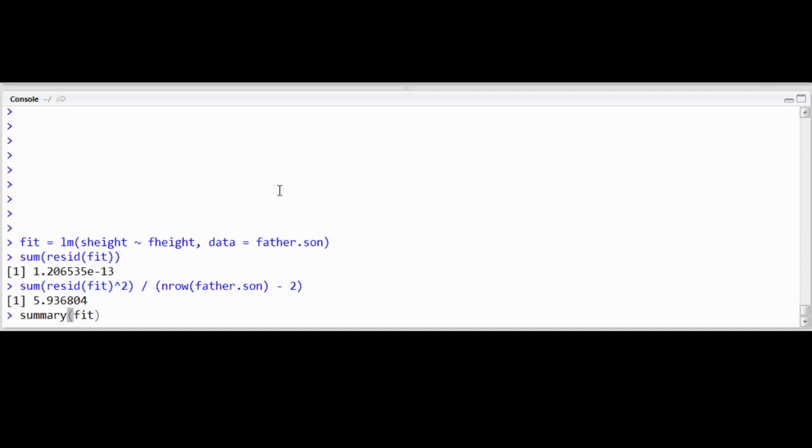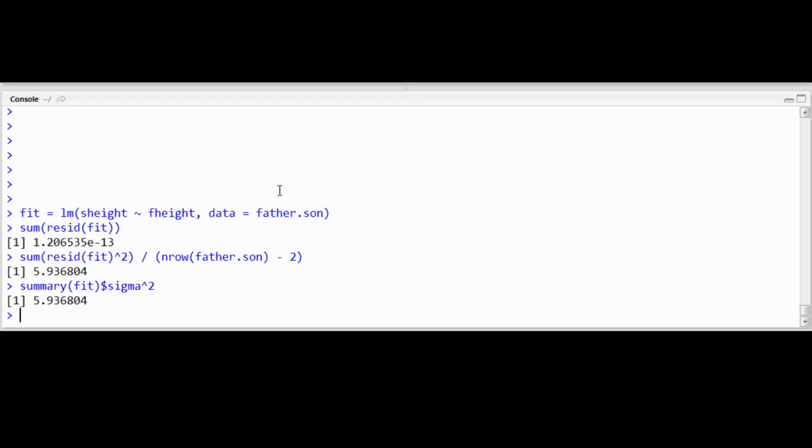If I want to see it from the actual calculation lm gave us, I could do summary of fit, but I don't want to show you all the output from summary. I'm just going to grab sigma, make sure it's squared, and you can see that it's of course the right number. So really the residual variance is nothing other than the sum of the squared residuals divided by n minus the number of parameters. And that is again the estimate of the variation that's left over after what has been explained by our regression model.